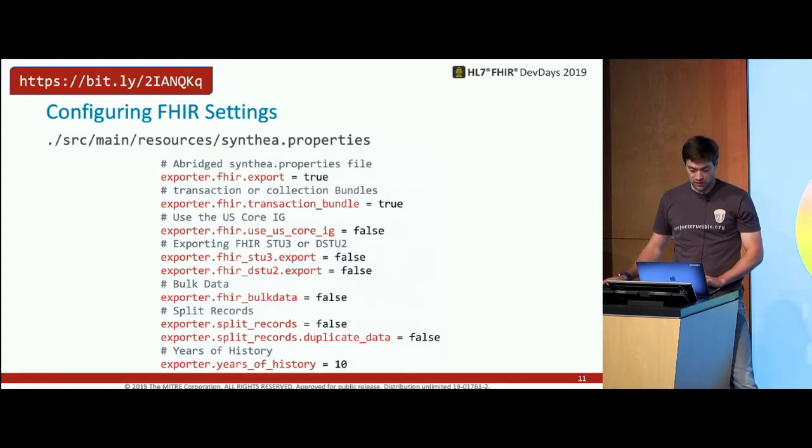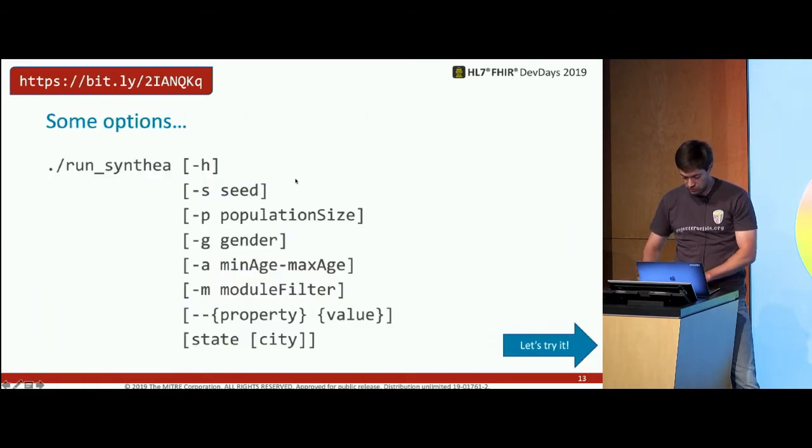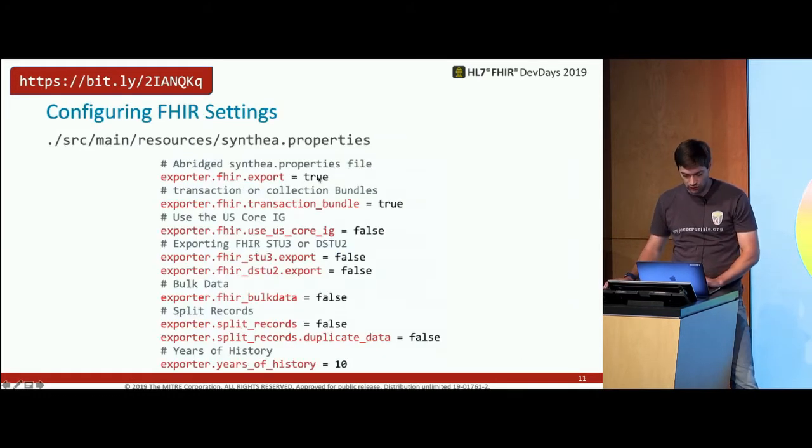There's also a bunch of different settings in Synthea. As I mentioned, by default, you export FHIR as transaction bundles. You can also change it to use US Core. You can also do STU3 or DSTU2. You can have it output the FHIR bulk data format.